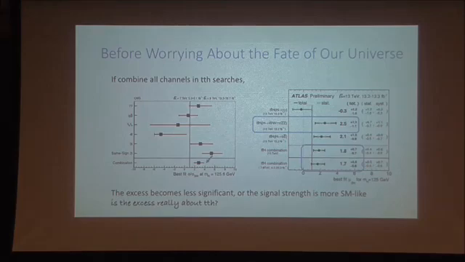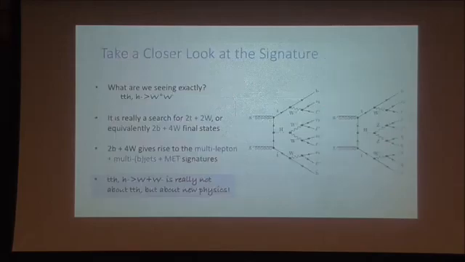All right, so what I just told you is if we only look at the multi-lepton final state, we have a large excess. But if we only look at bb bar or gamma gamma, the signal strength is much closer to 1. So then we want to ask, when we call the excess ttbar Higgs, is that really ttbar Higgs or something else? So let's take a closer look at the signature.